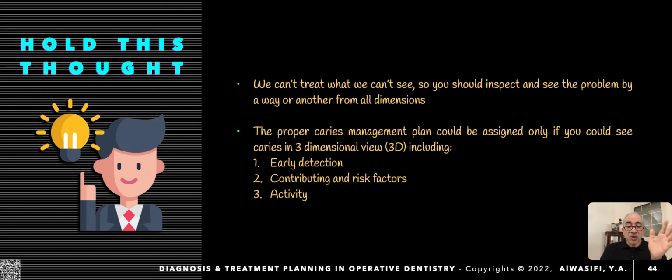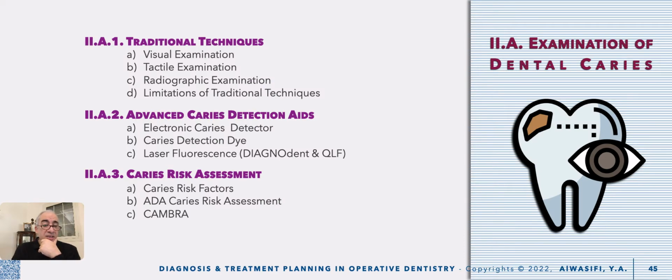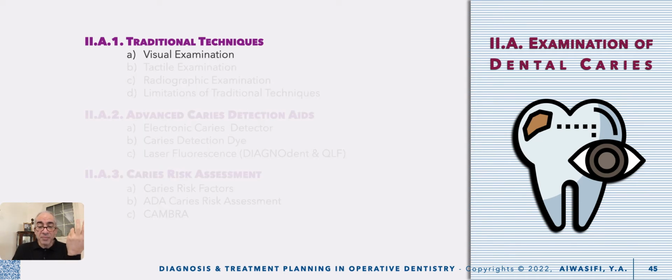That's why let us start with the old concept in diagnosing dental caries and how we could modify it, or how it was already modified for detection of early caries lesions and determining all the conditions and circumstances related to its extension, its presence and its activity. Starting with traditional techniques, then going for advanced caries detection aids, then caries risk assessment. Let us start with traditional techniques, and the simplest one is to see, which is the visual examination.